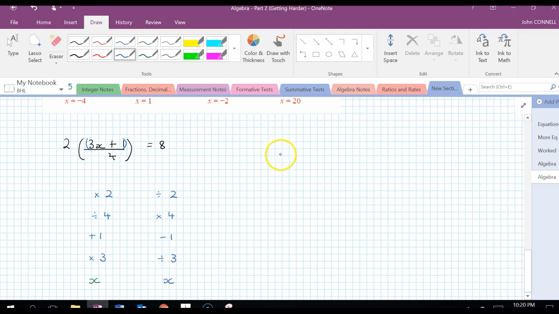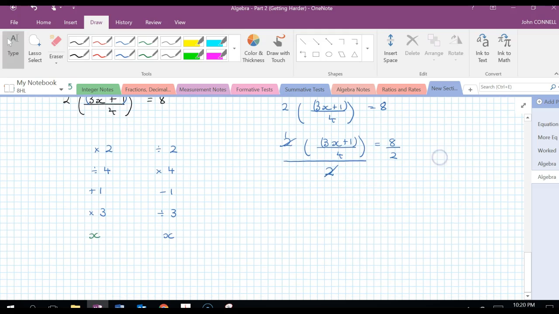Okay, so 2 outside of (3x plus 1) in brackets all over 4 is equal to 8. First thing we do, we divide both sides by 2. So, you might say, well, how do I show that? Well, I'm going to put all of this thing over 2, and because I've got a common factor, 2 is a factor of this product here, so I can cancel it with the 2 there, and it's going to give me 8 over 2, which is 4.